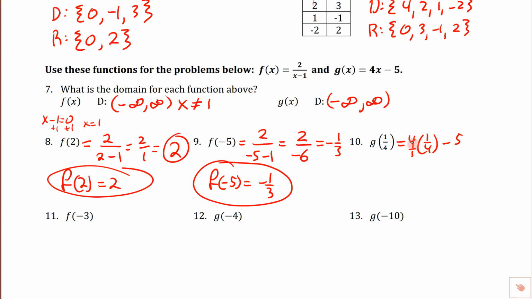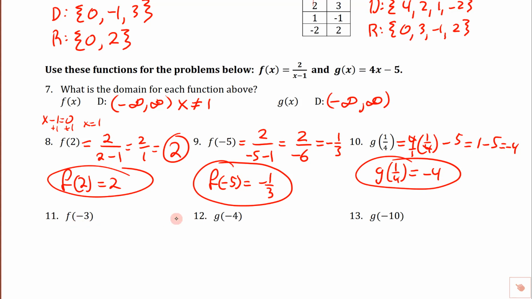If there's a fraction in the problem, you might as well think of everything as a fraction. So we're going to go ahead and cross-cancel the 4s. Those would cancel to be a 1. So this is going to be a 1 minus 5, so we get a -4 there. So g of 1/4 is equal to -4. That means the point (1/4, -4) is on the graph.